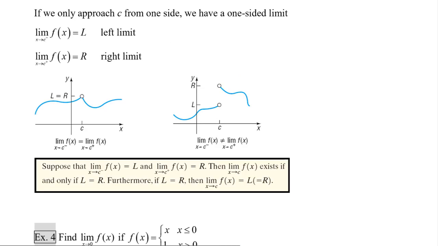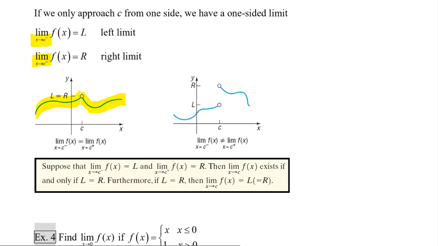Now if we only approach c from one side, we have a one-sided limit, and we use the notation that the limit as x approaches c with a negative sign of f of x is the left limit, and that's what we get when we approach c from the left. And we use the notation here, the limit as x approaches c with a plus is equal to r, the right-handed limit, because we're talking about approaching from the right. So we have an example here on the left that shows that the limit as x approaches c from the left is the same as the limit as x approaches c from the right. And when the left and the right-handed limits equal each other, then the limit exists at c.